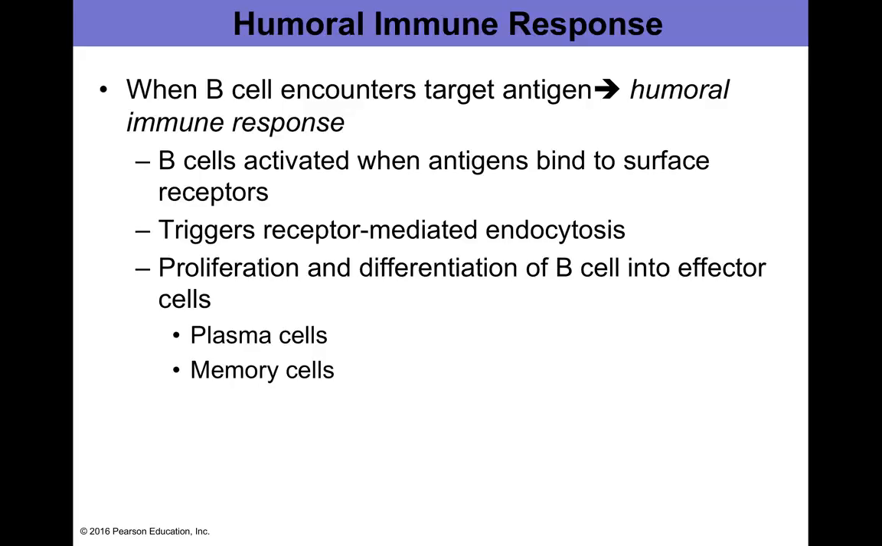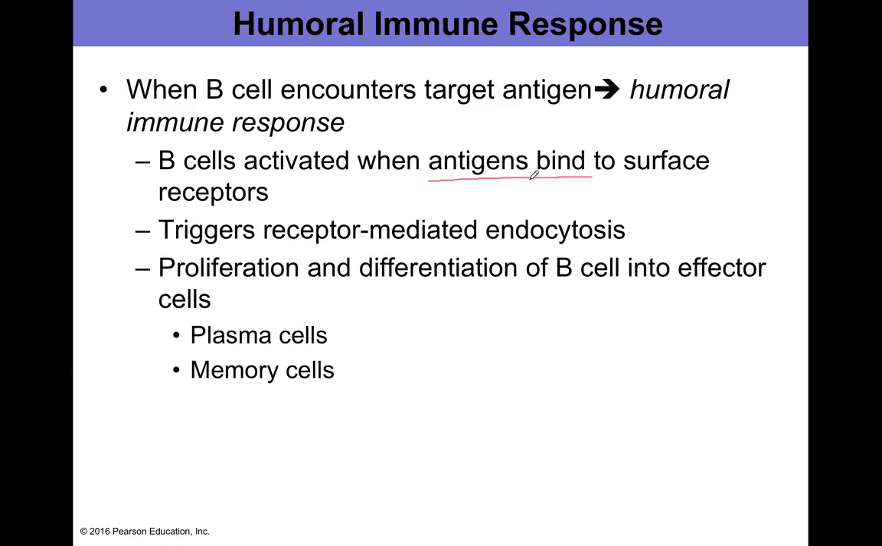Okay guys, so we are going to continue with the two main types of adaptive immunity, which are known as humoral and cell-mediated, or cellular, immune response. We're going to start by looking at the humoral immune response, which is created by a category of lymphocytes known as B cells.